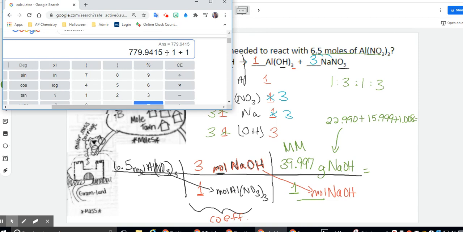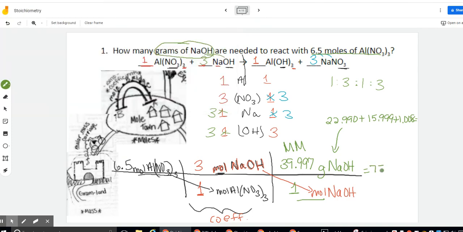Do not push equals in the middle of all this. I mean, you could, but I think it's easier to just kind of see everything all together. And so you push divide, divide. Now, did we have to divide by 1? No, not really, but we're still going to get ourselves into that habit. So the final answer is 779.9415. I'm going to write that out, and then we'll figure out Sig Figs.